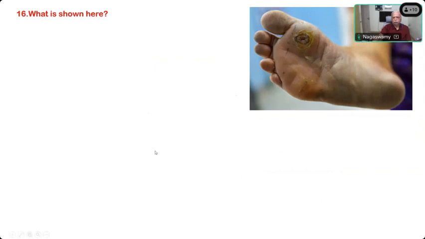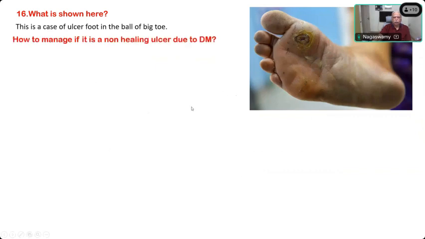So what is shown here? Non-healing ulcer, right foot. Yes, maybe an ulcer in the right foot. It's a case of an ulcer in the ball of the big toe. The location, if you want to describe it exactly, is called the ball of the big toe. How to manage if it is a non-healing ulcer due to diabetes?